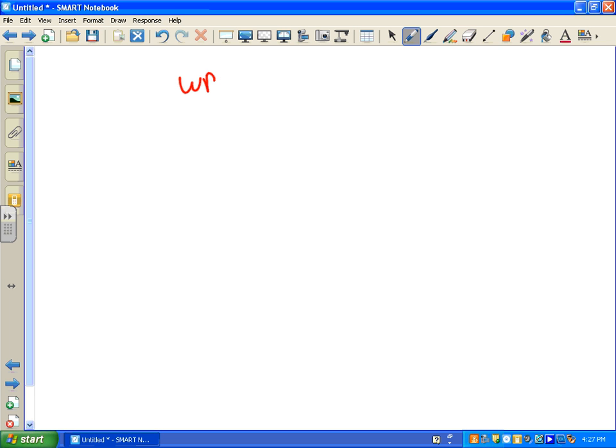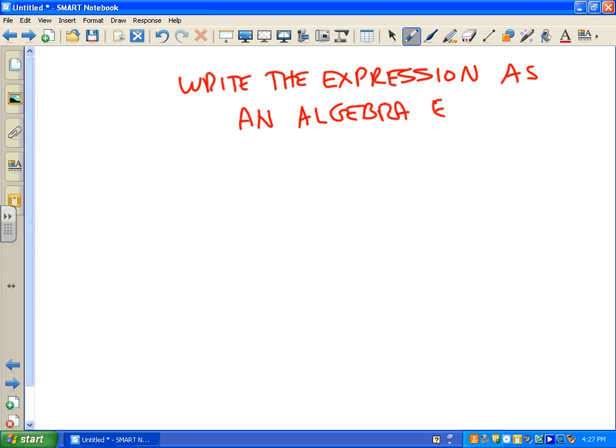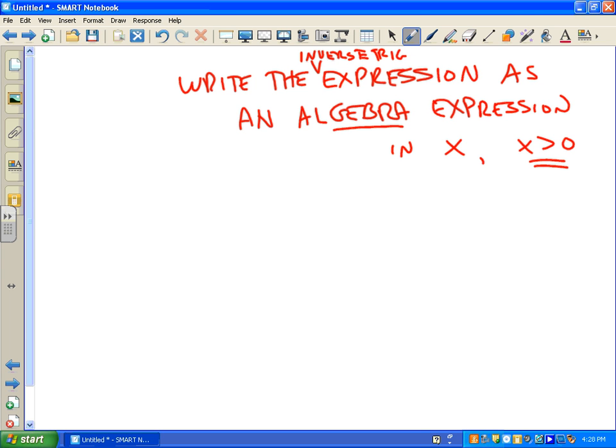You need to write the expression as an algebraic expression. So we're going to change this inverse trig expression, we're going to rewrite it as an algebraic expression in x, with x being positive. So for some reason, we don't want to have x being negative. And here's a typical problem. What is the tangent of the arc cosine of x?